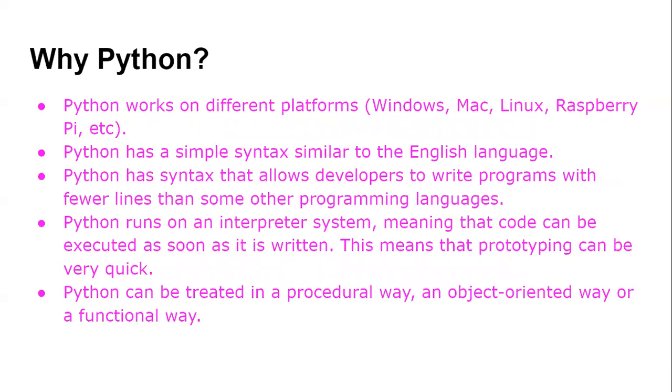Why Python? Python works on different platforms: Windows, Mac, Linux, Raspberry Pi. Python has a simple syntax similar to the English language. Python has syntax that allows developers to write programs with fewer lines than other programming languages. Python runs on an interpreter system, meaning code can be executed as soon as it is written. It means prototyping can be very quick. Python can be treated in a procedural way, an object-oriented way, or a functional way.